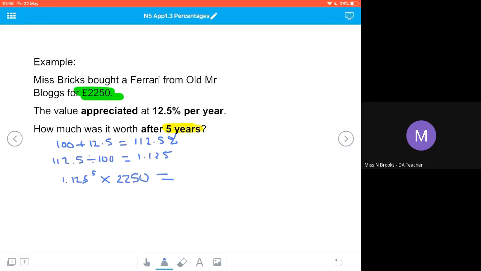Now, if we put that into our calculator, we end up with 4,054.573, and we need to round it to 2 decimal places because it's money. And so after 5 years, the Ferrari was worth £4,054.57. So Miss Bricks got a pretty good return on her investment.